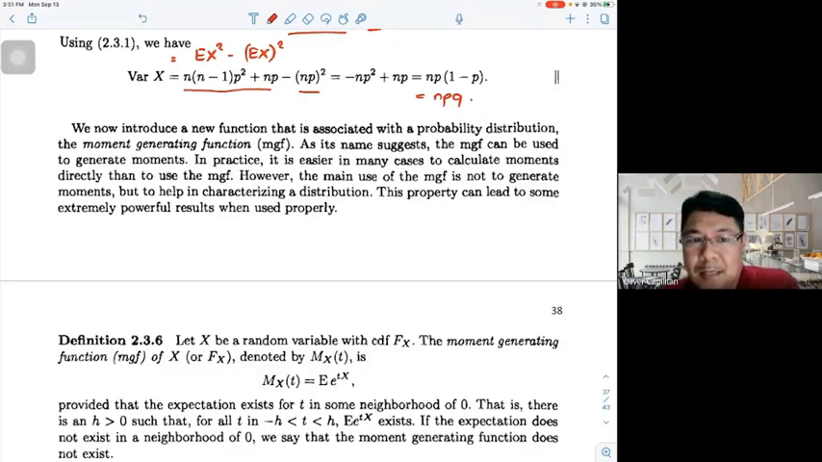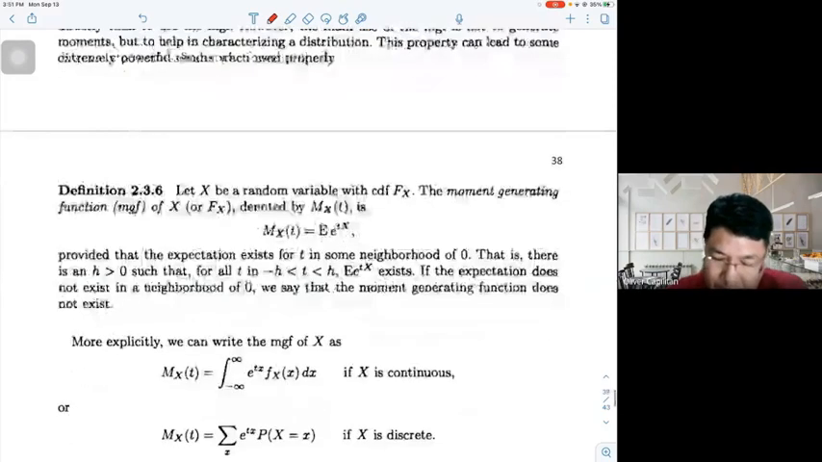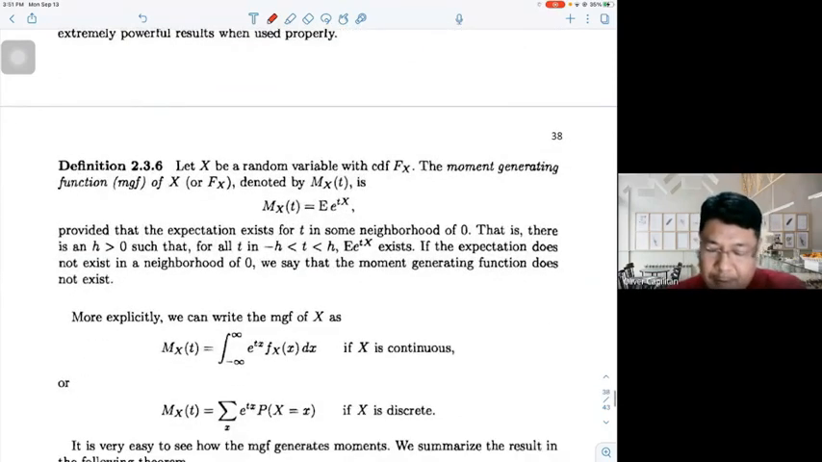As the name suggests, the moment generating function can be used to generate moments. But the main use of the MGF here is not to generate moments, but to help in characterizing a distribution. Okay, so let's have here the definition.